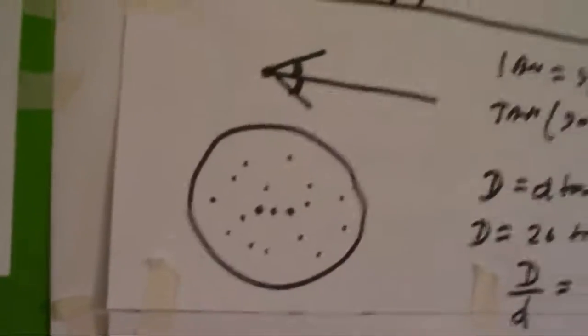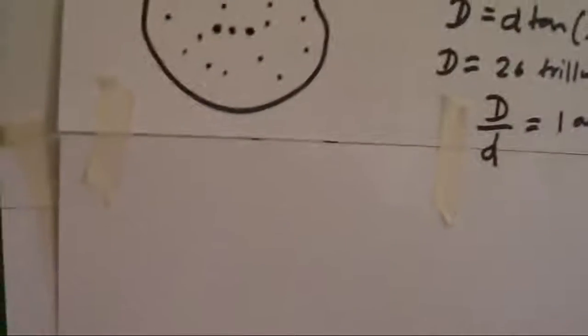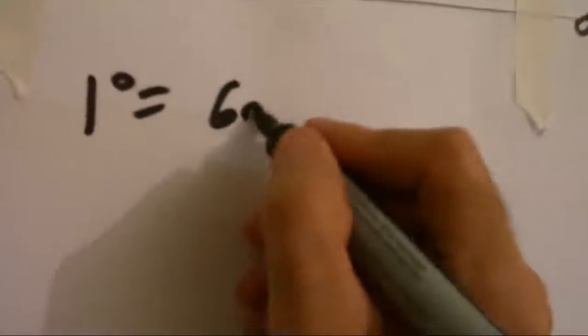Okay, now let's explain things a little bit about what I mean by 1 arc second. What you've got is 1 degree equals 60 arc minutes. Then you've got 1 arc minute equals 60 arc seconds.